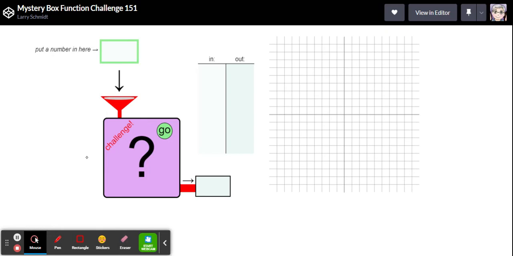In the purple mystery box there is some math and your challenge is to figure out what that is. Because it's Friday, it's particularly challenging math.